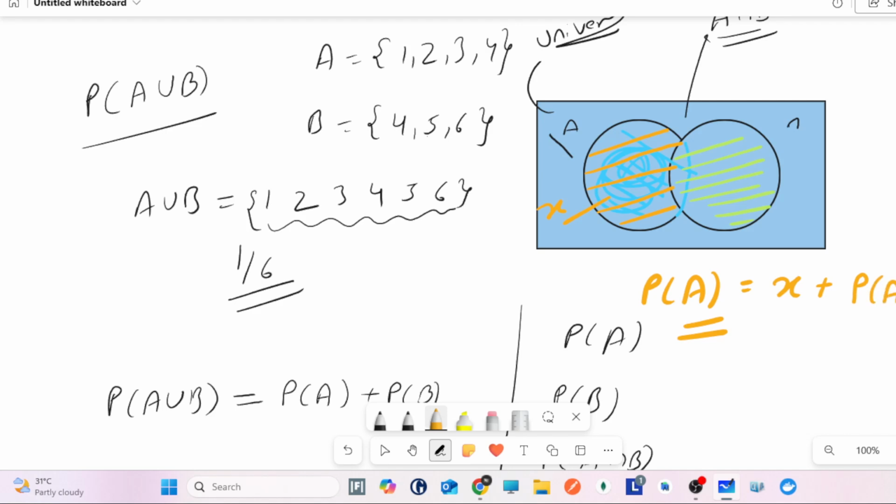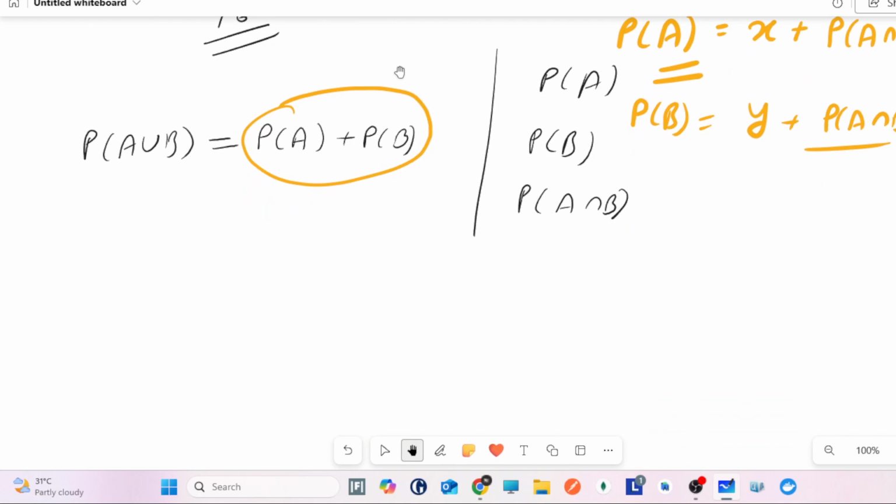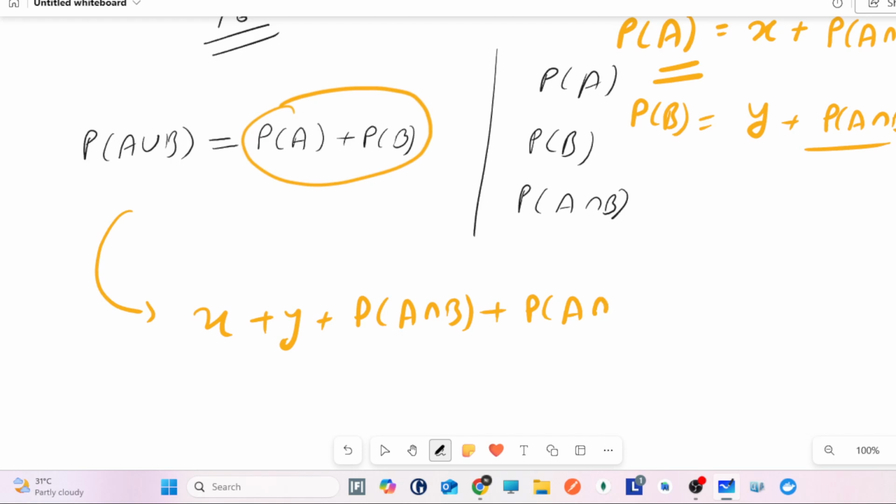Perfect. Similarly, write it down for probability of B. So let's say this portion excluding this common portion is Y. So this is Y plus P of A intersection B. Now if I add P of A and P of B in this format, what will I get? What we will get is X plus Y plus P of A intersection B plus P of A intersection B. We are adding it twice.